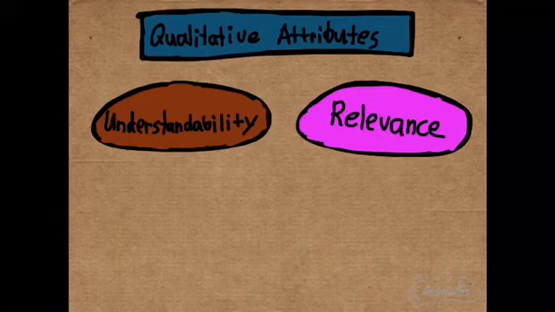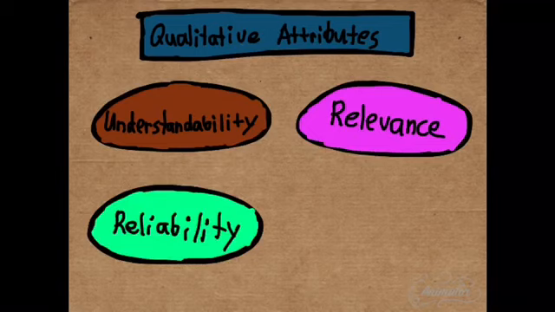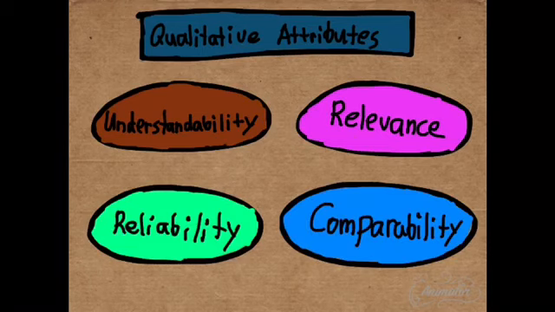Not only that, but it must be free from error and faithfully represented. Not only that, but it must also be neutral. That's what makes your information reliable. And it must also have the comparability attribute, which the users can use to compare to other information so they could assess whether it is better or not.